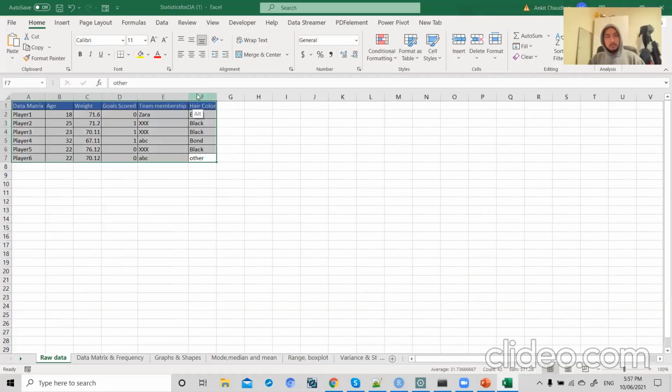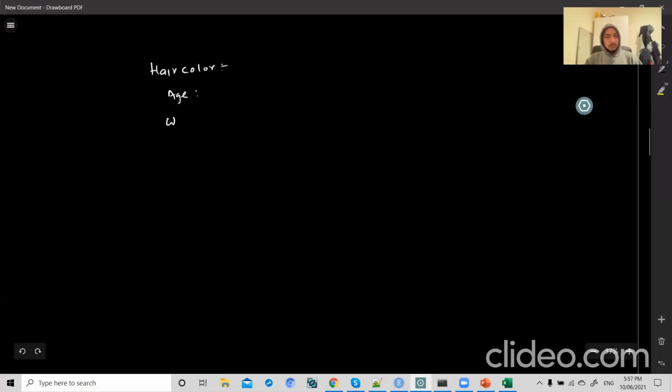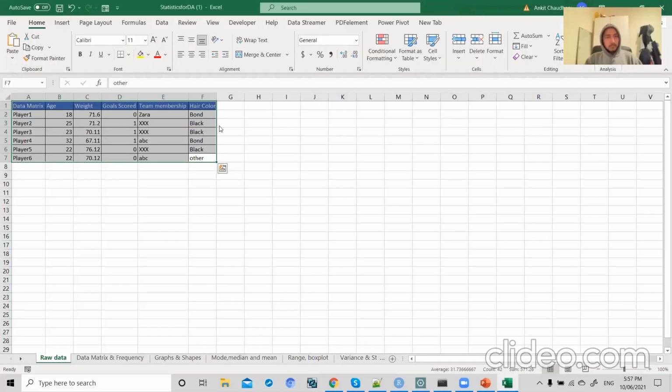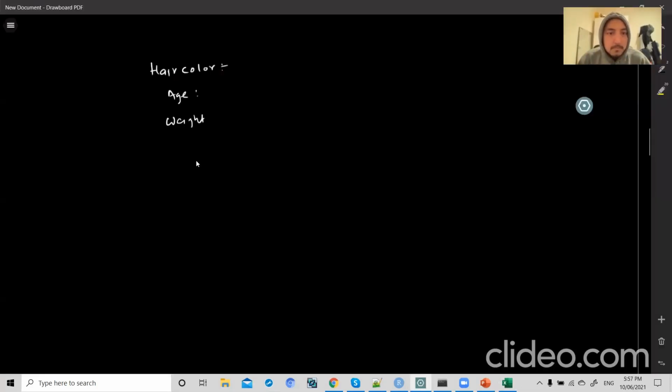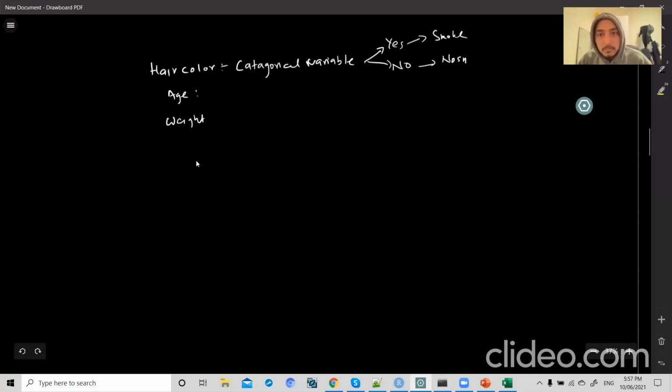So we have hair color, we have age, we have weight. Your hair color is specific, like it is either blonde or black or other, right? So hair color is a categorical variable. A categorical variable means a variable that is either yes or no, or has certain categories, like a person smokes or does not smoke. In this case, hair can be black or blonde or other. So it has some category, and that's what a categorical variable is.